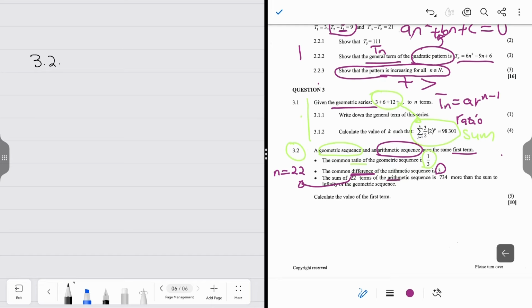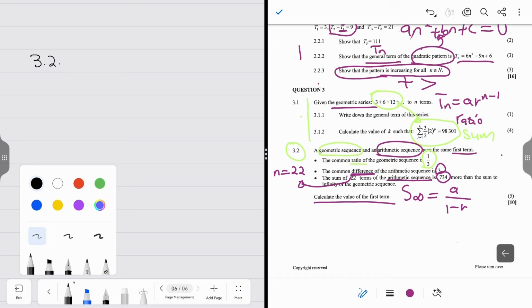Of the arithmetic sequence, take note, it's actually 734. So what is the 734? That is going to be your Tn. Right, so that's what you need to put down. And they say it's more than the sum to infinity. So remember, the sum to infinity will be this one, that you do it in this way. So it's written differently from the ones that we have worked with. Then they want us to calculate the first term, which is the same. And if that's the case, then we are safe because we can just equate if the first term is the same for both of them. So let's get to it.